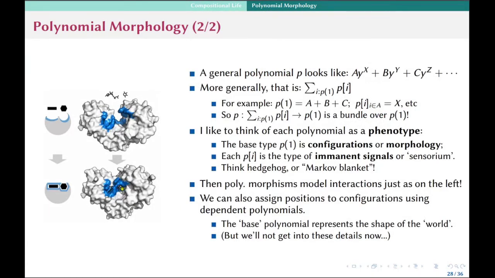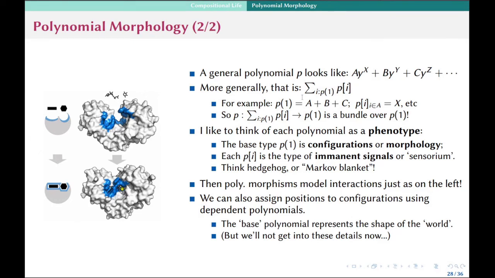So this is the maths that I sketched verbally earlier, spelled out in a little more detail, not very much because I'm mostly interested in storytelling today. But as I said, a general polynomial looks like a sum of these kind of terms, effectively these representable co-presheaves. And so I'm going to call a general polynomial P. It's going to be indexed by this P of 1 thing, which we can talk about why it's P of 1 later, but just bear with me on that. And I'm going to call each part of this polynomial, each factor of this sum, P square brackets I.